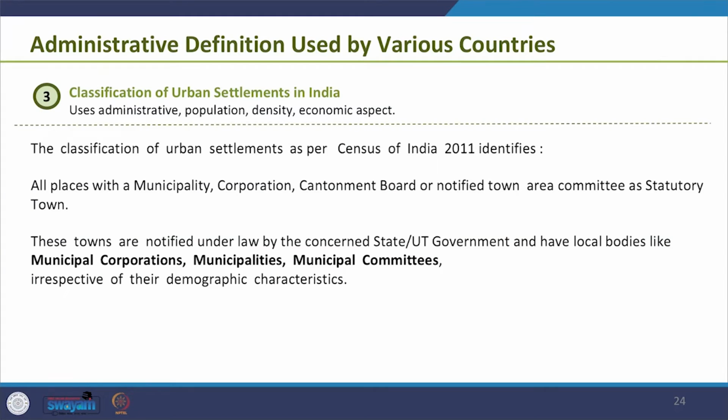The first classification which we see is all the places with a municipality, corporation, cantonment board, or notified town area committee. They are all identified as urban and are known as statutory towns. These towns are notified under law by the concerned state or union territory governments and have local bodies such as municipal corporation, municipalities, or municipal committee, irrespective of what their demographic characteristics might be. So this is one of the classifications which we see in India.